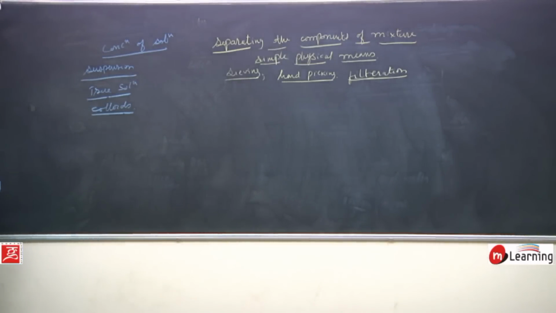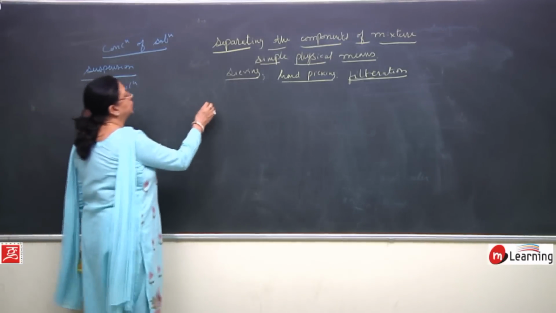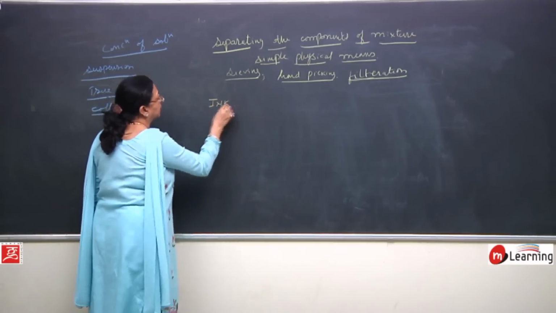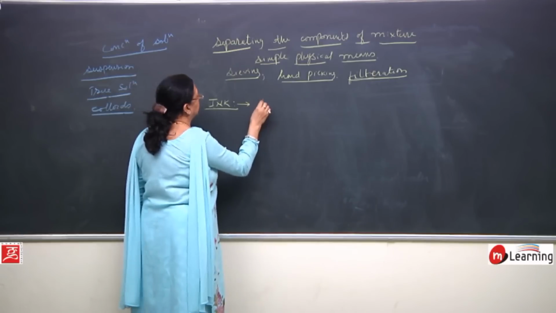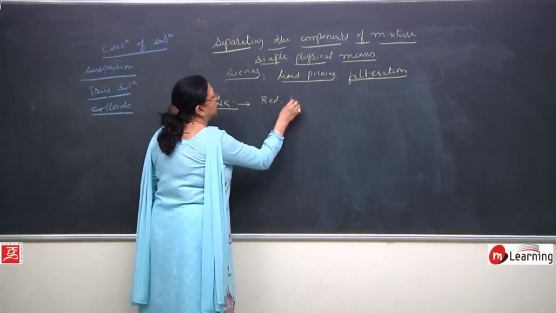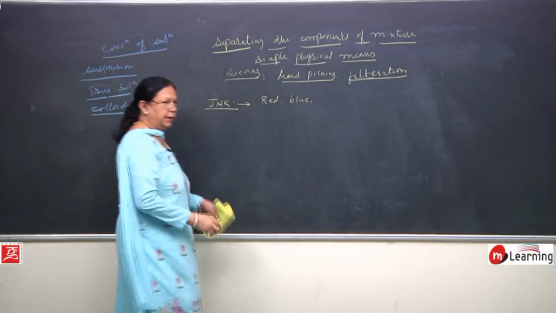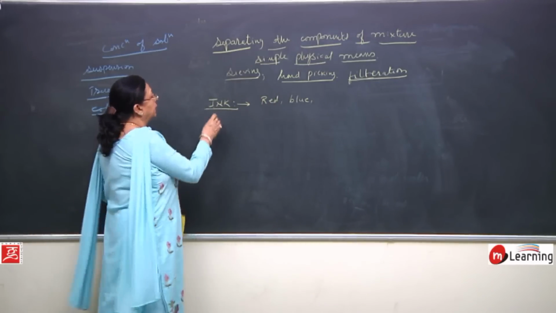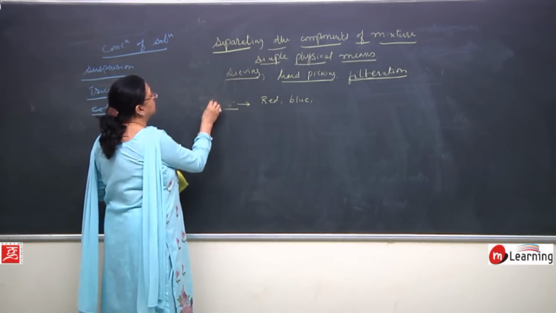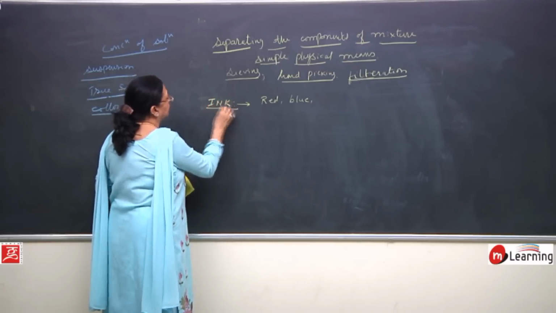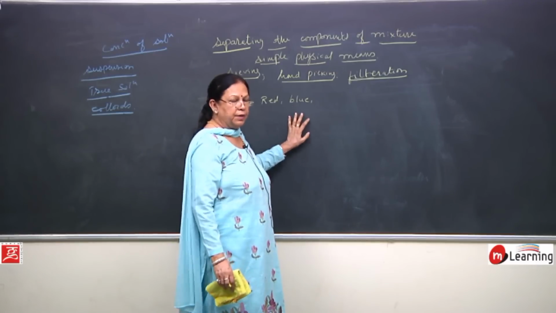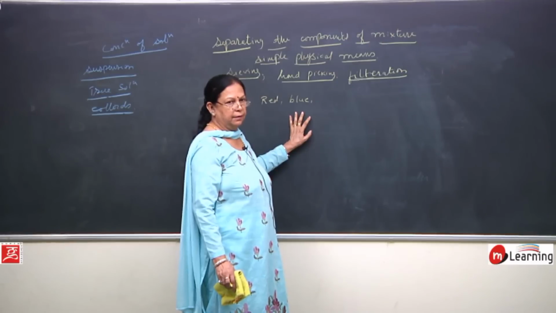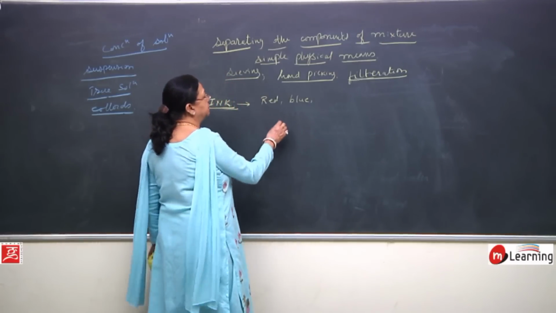Then some special techniques are also applied, children. Now, suppose you have ink, red ink, blue ink, and in this ink there are different components. Now, how can these different components of ink be separated? How can you separate the different components of ink?